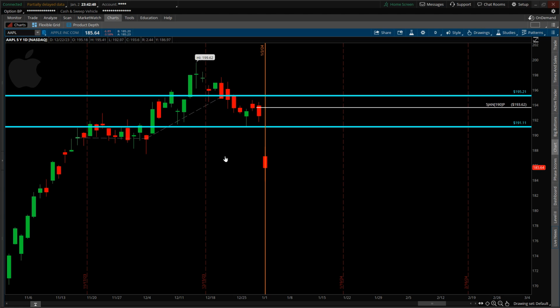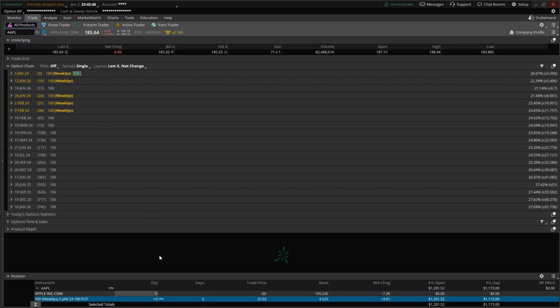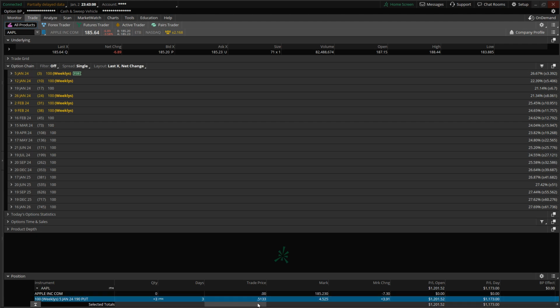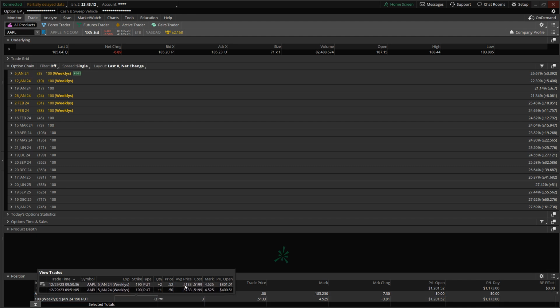So now that Apple is below the 191 support level, switching over to the trade tab, the position is up a little over $1,200 since I entered this position Friday. The contracts are now quoted at $452 per option contract, where I entered at $51. And importantly, the contracts are now designated ITM, or in the money. Just clicking on the trade confirm, I picked up these contracts last Friday, actually Friday morning, the last day of trading for 2023.